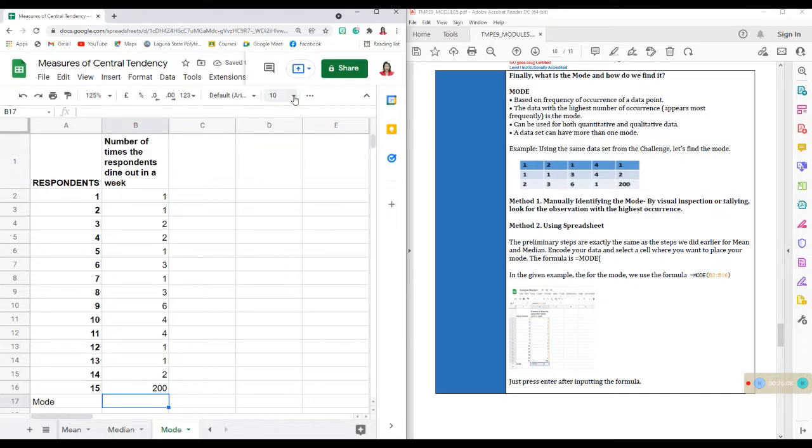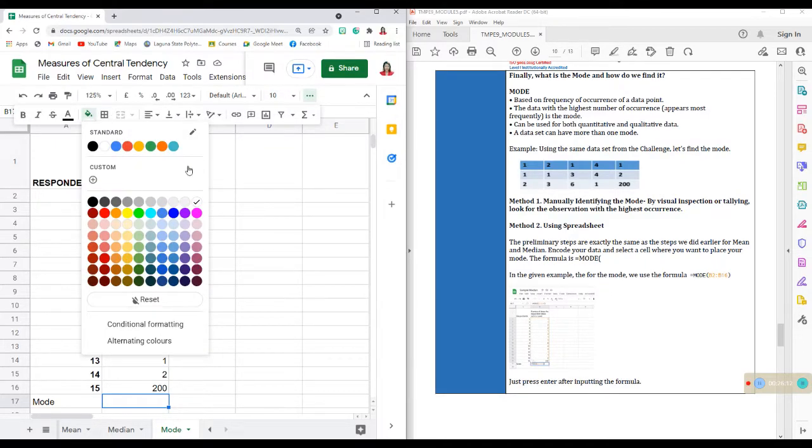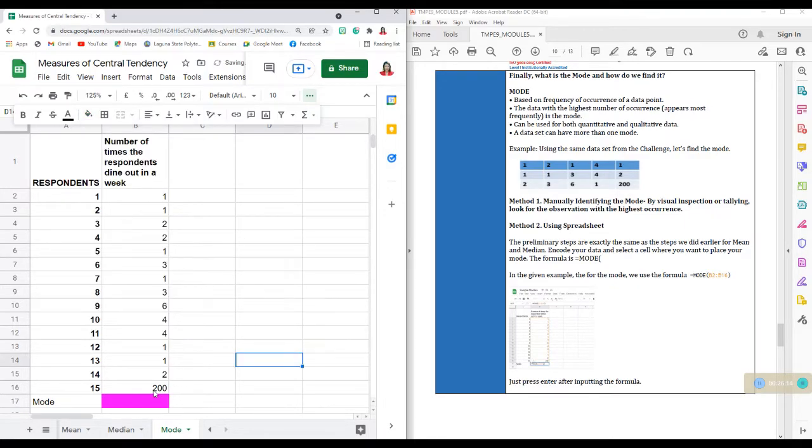Lagyan ko lang dito ng kulay pink naman. Dito sa kulay pink, dito natin target ilagay ang mode. So, paano natin siya makukuha? Follow lang natin yung mga ginawa natin noong una.